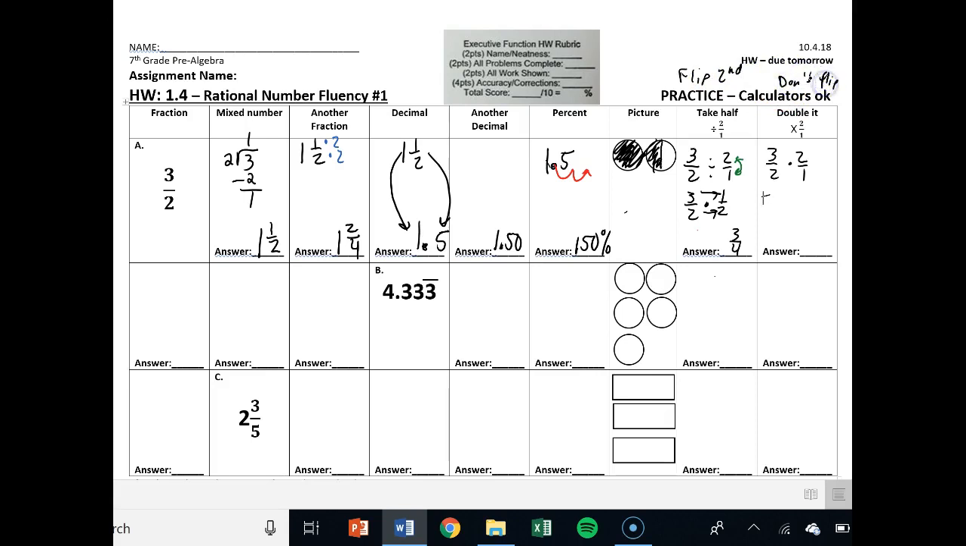But I can look to cross cancel on this one, so I will cross cancel out the 2's. This becomes a 1, this becomes a 1. Multiply straight across, I get 3 over 1. Or just 3. And that makes sense, because if I took 1.5 and doubled it, I should get 3, right? Even if you didn't cross cancel, you would have gotten 6 over 2, which is still 3.